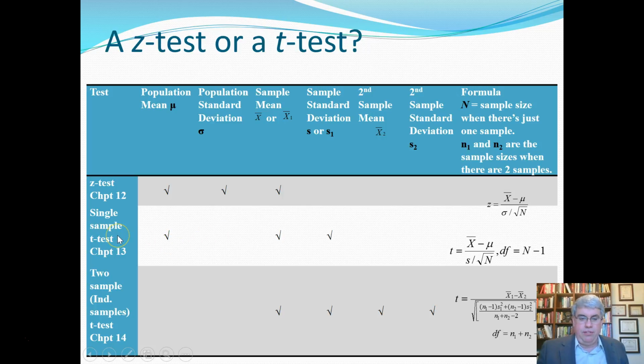So that would be the single sample t-test. That was like the Sunday school example that we looked at. And so we would use the formula for the t, or the t-test that comes in Excel.